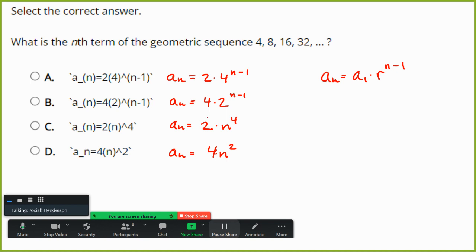So now it's a matter of finding out what is the correct R for our problem and what is the correct A sub 1 for our problem, for our sequence. Putting those into the right location, and then we can match that up with the answer, find the right nth term formula.